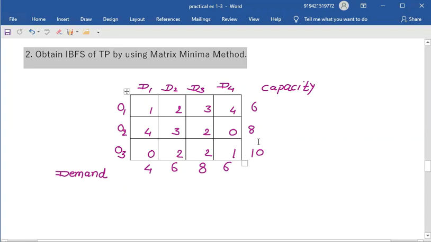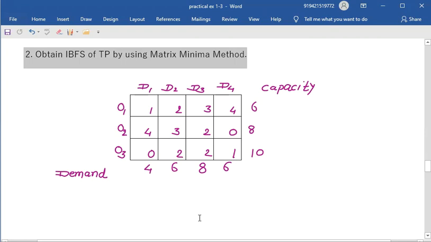So how much quantity is available? 10 plus 8, 18 plus 6, 24. 24 units are available at the three factories. And what is the requirement at the four warehouses? 6 plus 4, 10 plus 8, 18 plus 6, 24. So 24 units are available and 24 units are required.